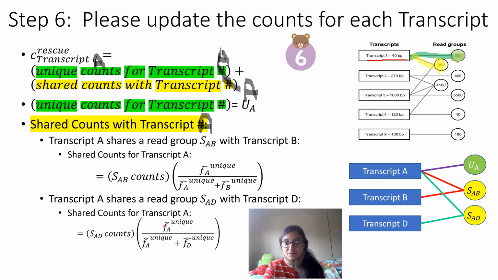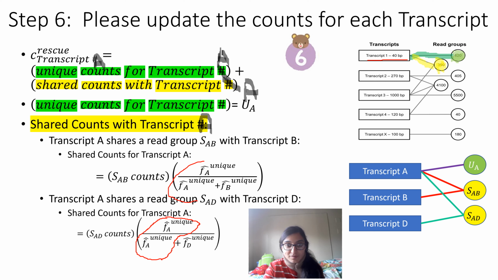You see that the numerator is always the same, but the denominator changes based on what you're sharing it with. Here it's FA unique and FD unique, because it's sharing with D, so you take the sum of A and D, and the numerator is just FA unique. That's how you get this fraction. The numerator remains the same; it's just the denominator part changing, what you're adding to it.